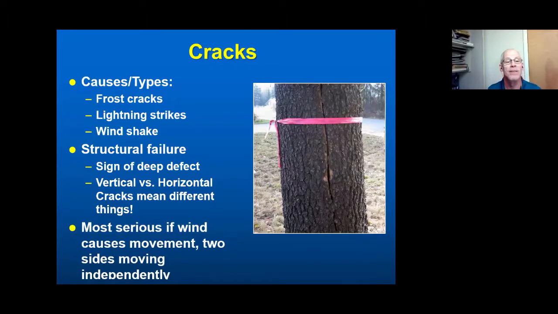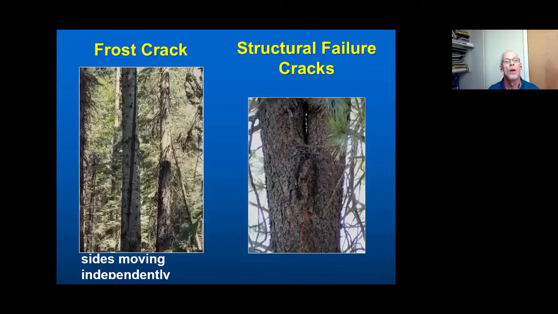And cracks, particularly vertical ones, are most serious if you get independent movement on two sides of that caused by wind, indicating that you have two separate pieces of wood that are not in any way fused together, and the tree is in the process of breaking. Okay, a picture of what cracks look like.